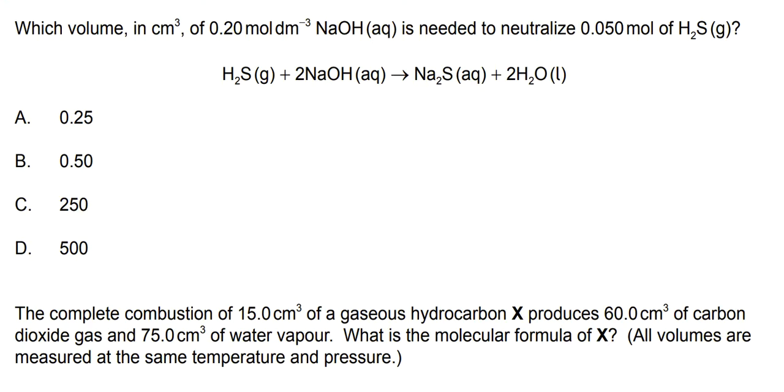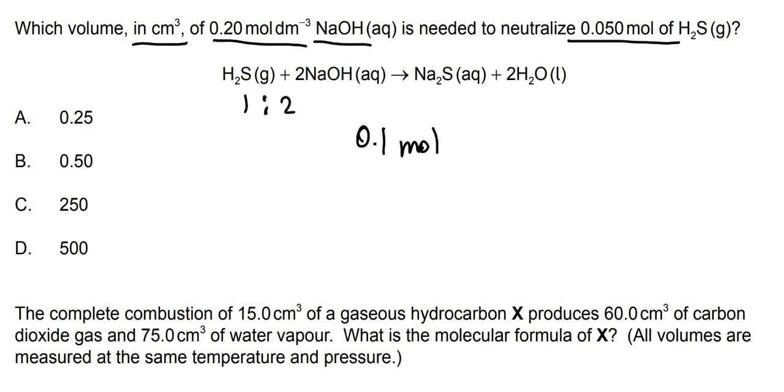Which volume in cubic centimeters of 0.2 molar sodium hydroxide is needed to neutralize 0.05 moles of hydrogen sulfide? So hydrogen sulfide to sodium hydroxide is in a 1 to 2 ratio. First, let's calculate the number of moles of hydrogen sulfide that's used. So if there's 0.05 moles of hydrogen sulfide used, then we need 2 times as much sodium hydroxide, which means we need 0.1 moles of sodium hydroxide.